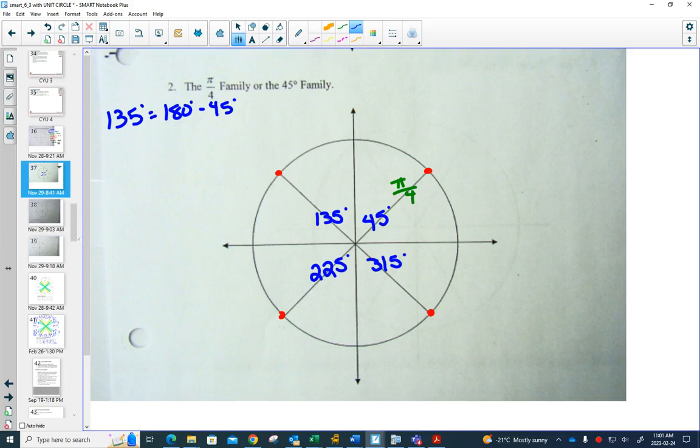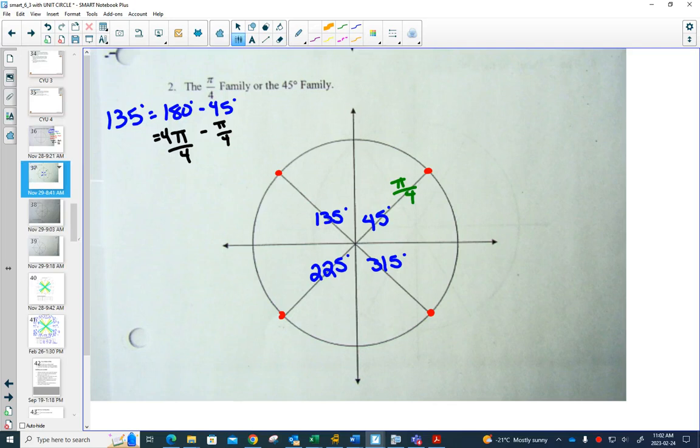You could find out what it is in radians if instead of 180 degrees, you think of pi radians, and now instead of subtracting 45, we'd have to subtract pi over 4. But we also have to use some knowledge from the past. How do you subtract fractions? You subtract fractions only if you have a common denominator. Here, I don't have a common denominator, so I'm going to change the pi to be 4 pi divided by 4.